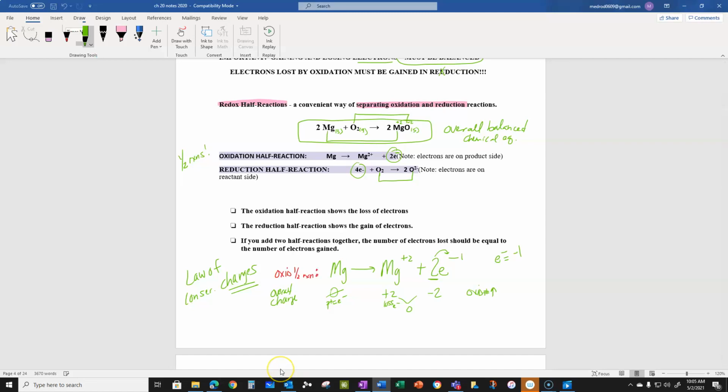Okay, so now where's the reduction half reaction? Well, let's take the same thing for oxygen. You literally break the equation apart. That's what you have to do first. You have to break it apart, unless they already had it broken for you.